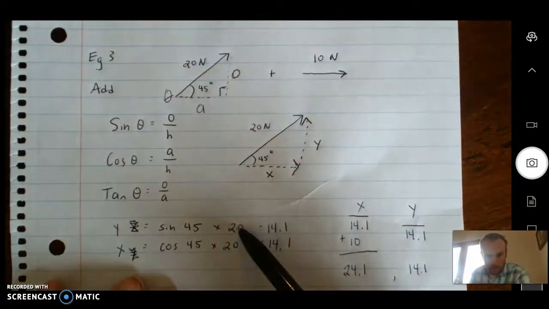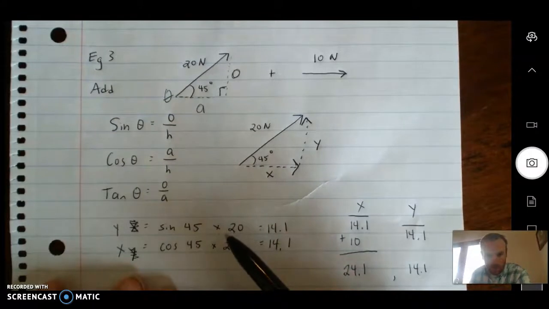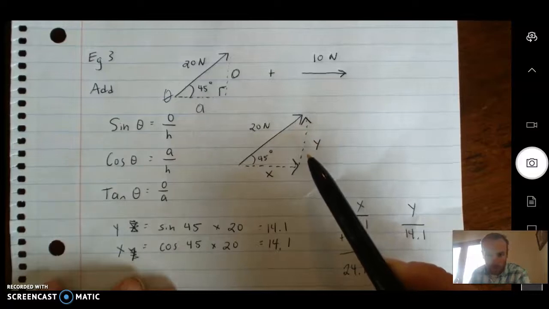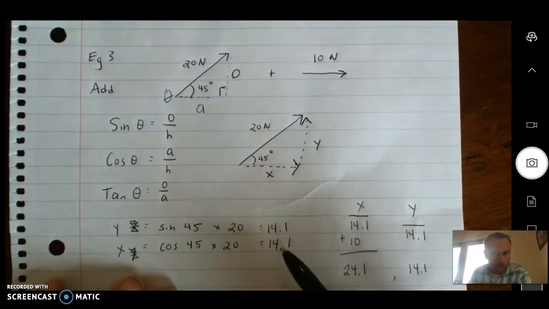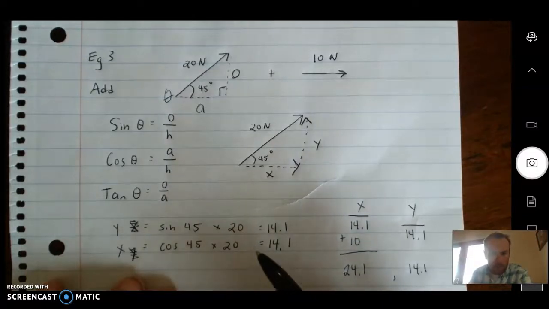So basically I'm using this equation right up here and I'm simplifying it. So I take the sine of 45 and multiply by the hypotenuse, and that's going to tell me that the y leg, vertical component, is going to be 14.1. Now obviously, if this is a 45, 45, 90 right triangle, the x and y components are going to be the same thing. So when you do the cosine of 45 times 20, you should get the same answer.